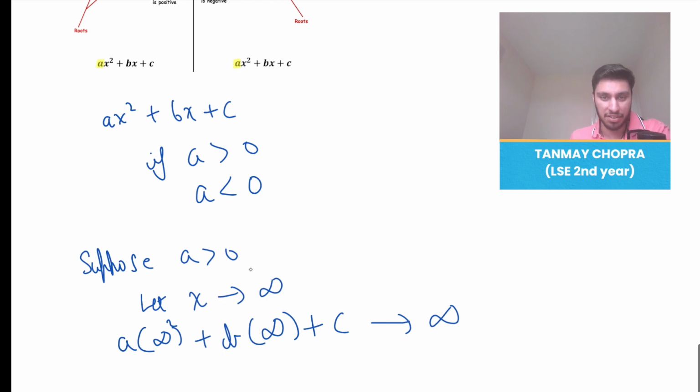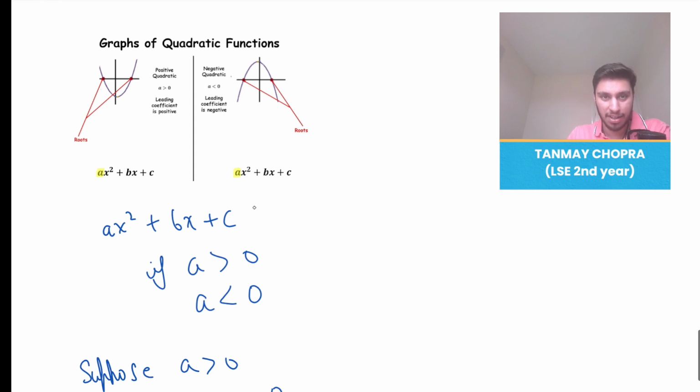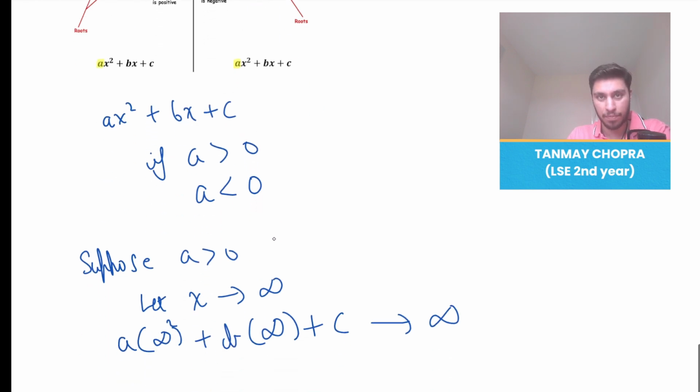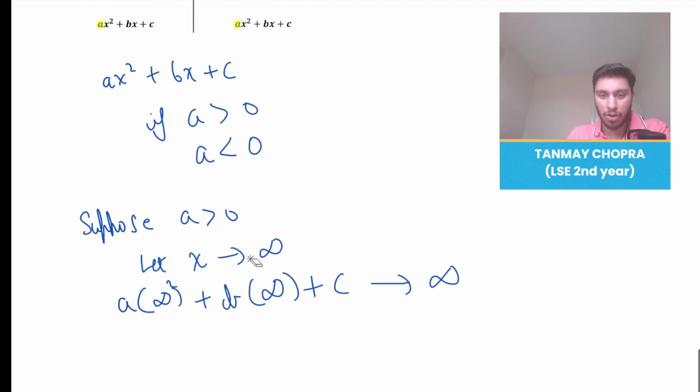So if a is positive, then the expression can only have a minimum value. It will not have a maximum value. It will always have a minimum value by the nature of quadratics. And the same thing goes the other way.